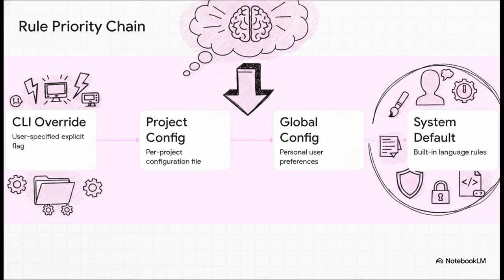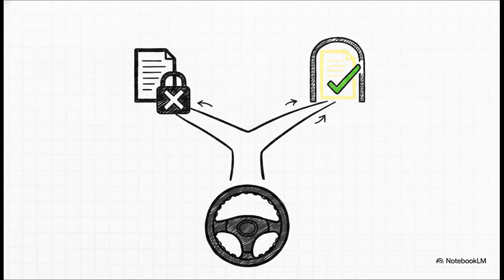At the very top, Priority 1 is an explicit CLI override. You just use a flag. Priority 2 is your project config living right in your repo so your whole team is on the same page. Priority 3 is a global config for your own personal developer setup. And if all else fails, Priority 4 drops back to the embedded system defaults, which already cover most common languages and file types. You are completely in the driver's seat when it comes to the scope of the review.